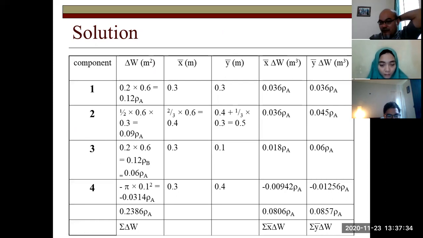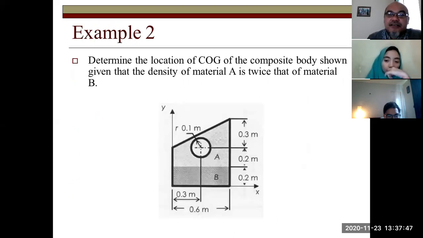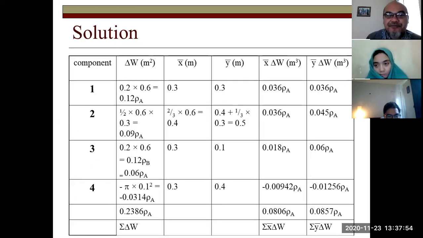So the first component is this one, the upper part. Here actually we do not need to know the exact density, since the correlation between density A and density B is given, which is density A is twice the density of B. So later we can put that into the calculation. So here at component 1, the delta W is the total area times the density, 0.12 times the rho A.